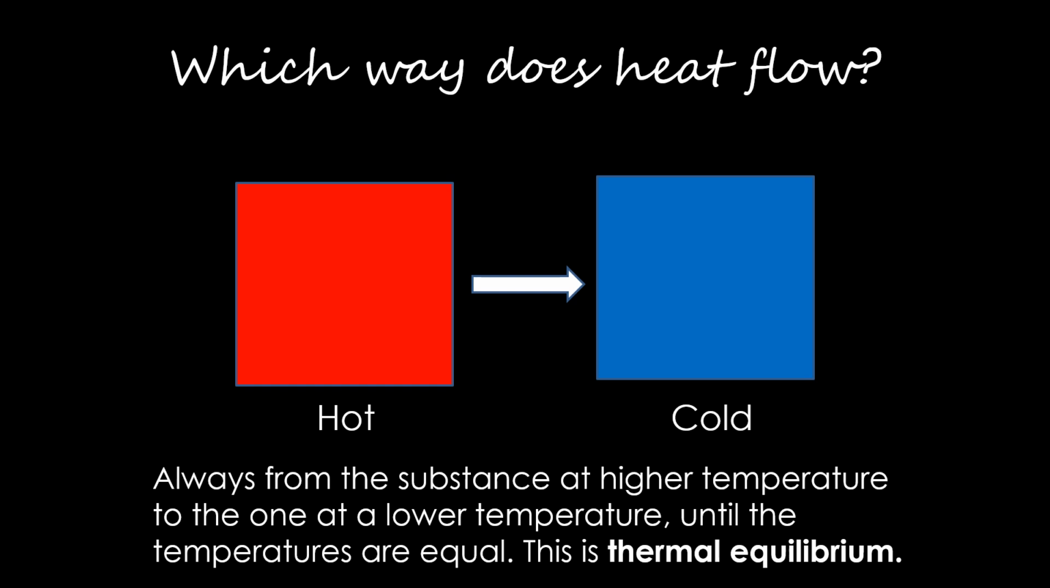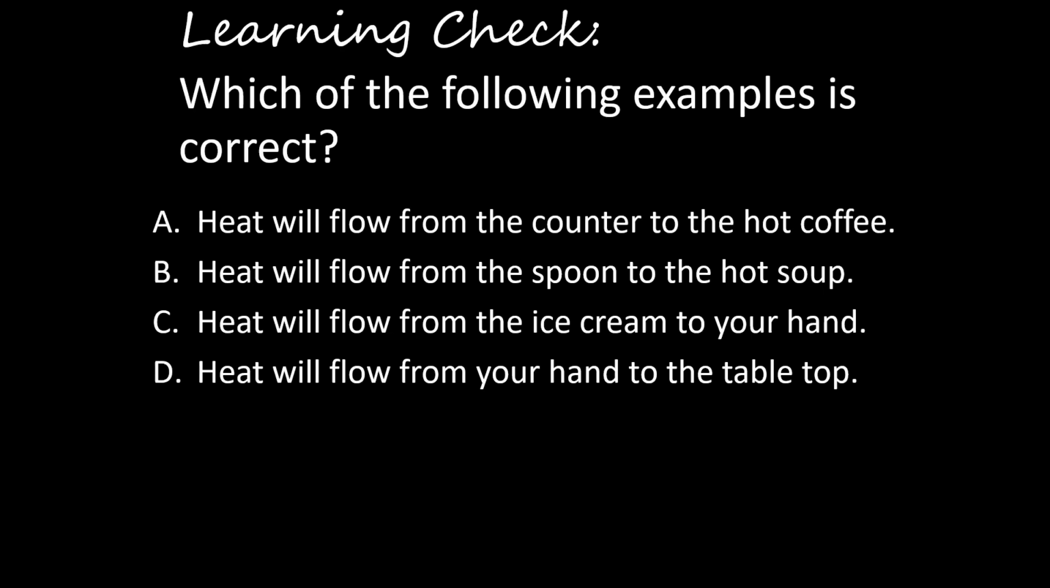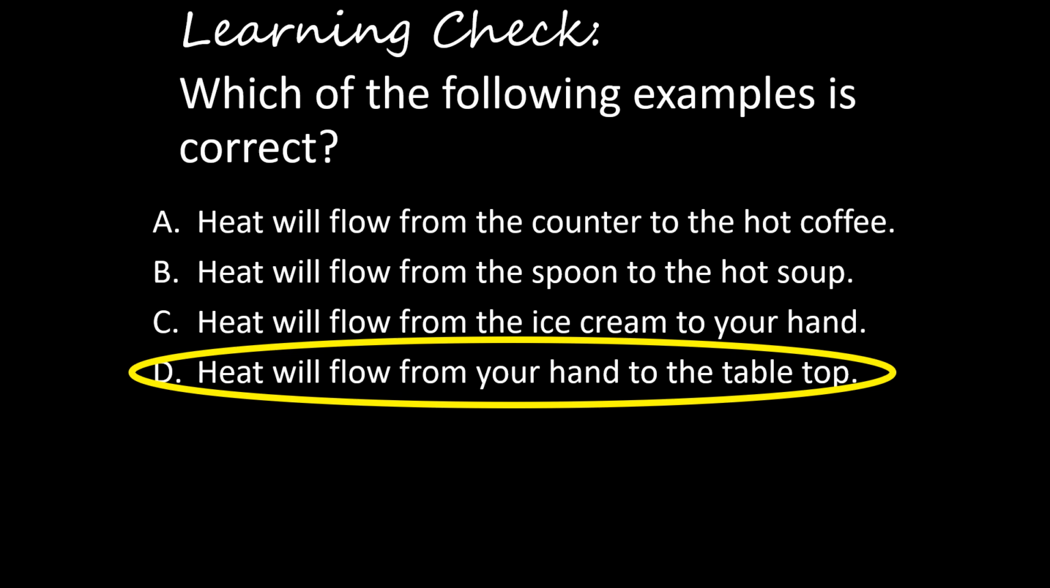So we'll talk about an example of that. So this thermal equilibrium. So let's try a question around this one. Let's think about it. It says, which one of the following examples is correct? And actually we have two questions on this one. So take a look and decide your answer. Heat will flow from a counter to hot coffee. Heat will flow from a spoon to hot soup. Heat will flow from ice cream to your hand. Heat will flow from your hand to the tabletop. And think about our tabletops in class. How do they feel? All right, so we should have, it will go from our hand to the tabletop.